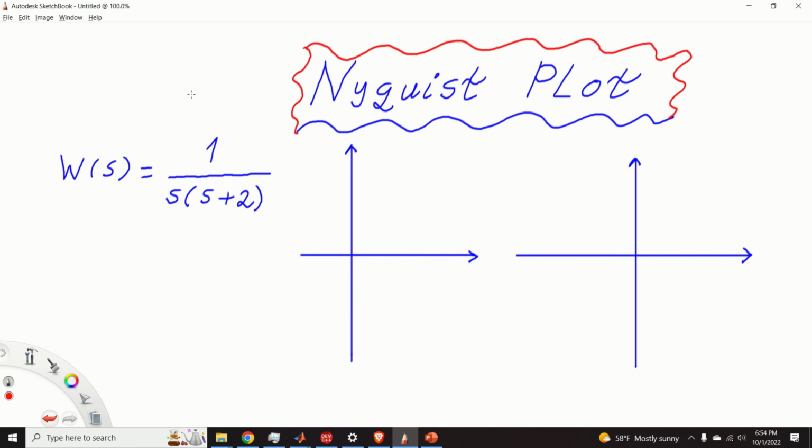The purpose of this video is to teach you how to sketch a Nyquist plot by hand, and I will only focus on the sketching procedure. I will not talk about how these plots are used to investigate the stability of systems. This will be a topic of my next video.